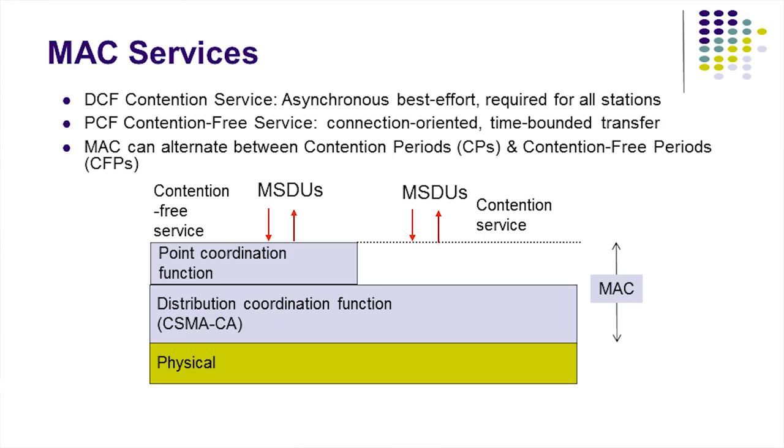The point coordination function is optional, which may be implemented by the access point to support a connection-oriented, time-bounded transfer of service data units. Under this function, the medium can alternate between the contention period and contention-free period. During contention-free periods, the medium usage is controlled by the access point. No need for stations to contend for channel access.